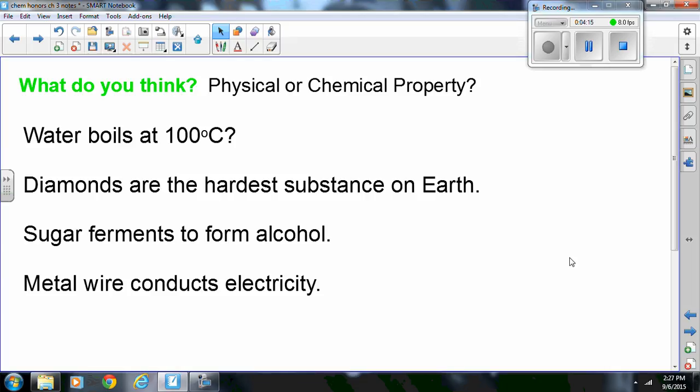Diamonds being the hardest substance on Earth, okay, that's just describing what they are. You're not changing the diamonds into anything. Again, physical. Sugar fermenting to form alcohol. So now the sugar is turning into something different. It's turning into alcohol. That is chemical. Metal wire conducting electricity. Now it seems like this is a chemical property because you have something new being produced, but really you just have a transfer of those electrons from the metal. So that is still physical.